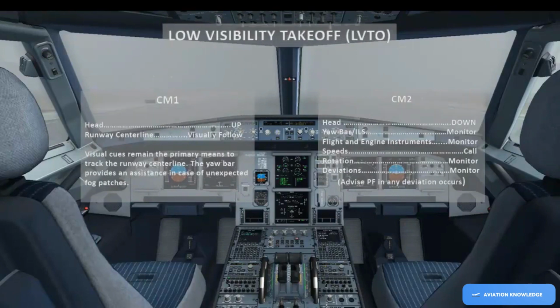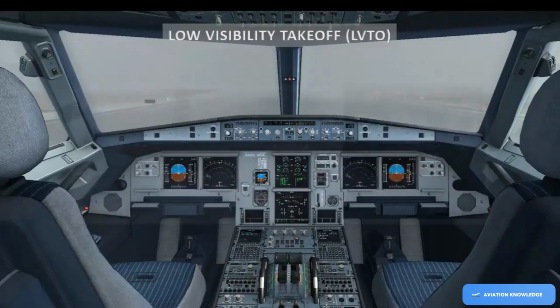CM1, head-up: runway centerline. Visual cues remain the primary means to track the runway centerline. The yaw bar provides assistance in case of unexpected fog patches. CM2, head down: yaw bar, ILS monitor, flight and engine instruments monitor, speeds call, rotation monitor, deviations monitor. Advise PF if any deviation occurs.